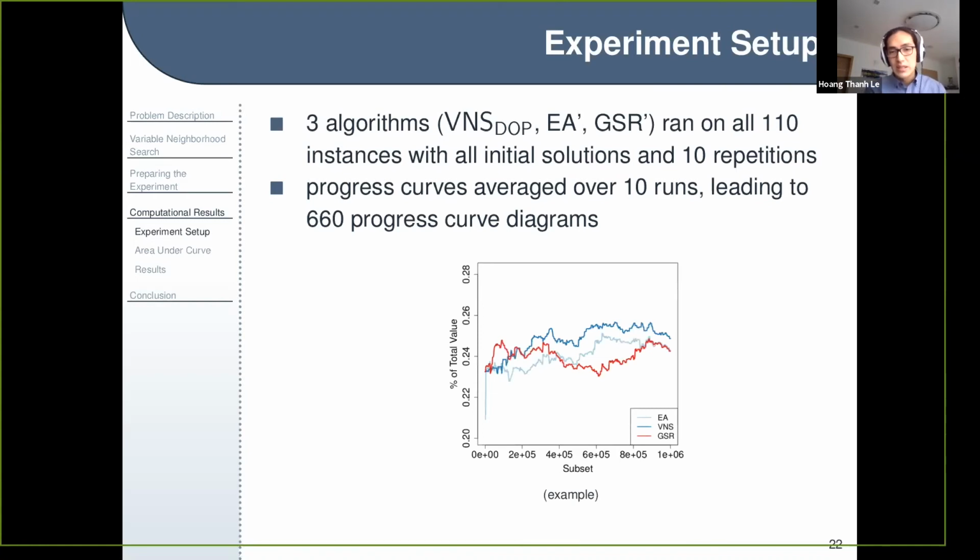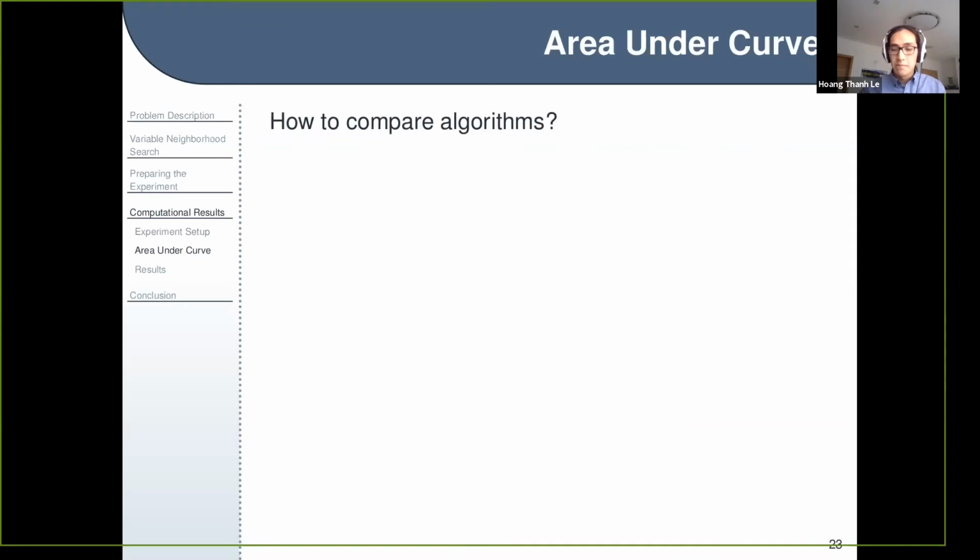So this is just an example. As mentioned before, it is desirable if the curve has a high value, but you can also see how the dynamic changes affect the performance of the algorithms. Sometimes the red algorithm is better, sometimes it's the blue one that is better. So we also had to think about how to compare algorithms.